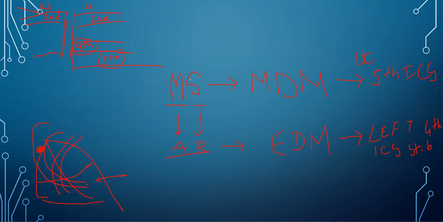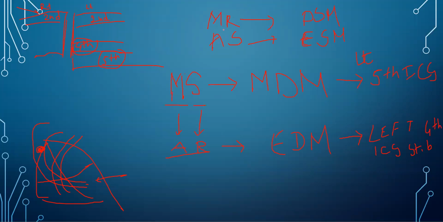Now come to the other two murmurs. What are left from mitral stenosis? What is the other part of mitral stenosis? Mitral regurgitation. And what is left from aortic regurgitation? Aortic stenosis. These two are systolic murmurs. Aortic stenosis murmur is ejection systolic murmur, and mitral regurgitation murmur is the pansystolic or holosystolic murmur.